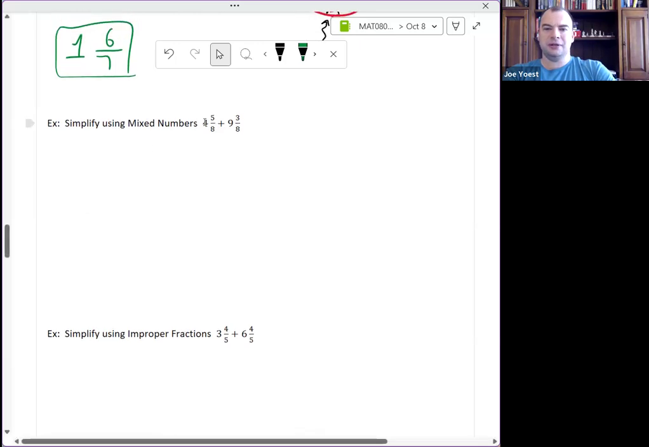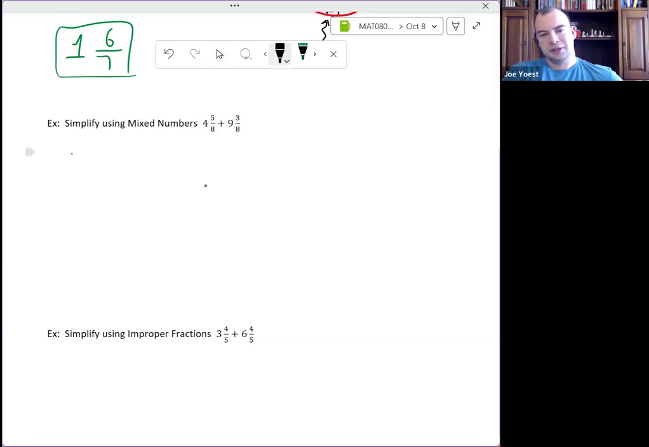Okay, let's simplify this using mixed numbers. Well, I have an addition problem here, so I know that I don't have to do any borrowing or anything like that. So let me start with breaking this down. I have my wholes, 4 plus 9, and my fractional bits, 5/8 plus 3/8. Well, 5/8 plus 3/8 is 8/8, or that's just a whole of 1. Because I've made a whole out of the fractional parts, I'll kind of just tack that up here. That's almost like carrying a 1, right? Is really what we're doing here.